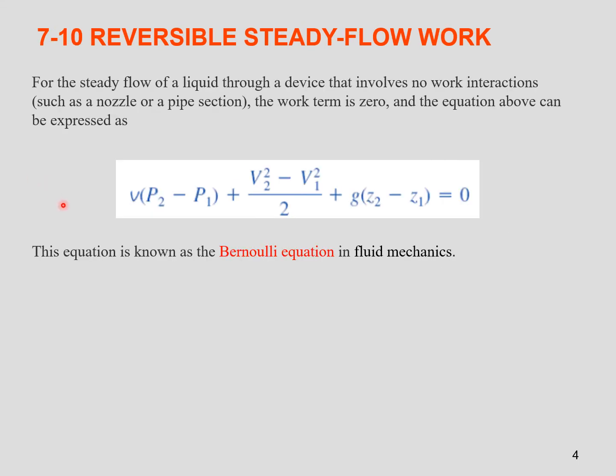For a steady flow of a liquid through a device that involves no work interactions, such as a nozzle or a pipe, the work term is 0, and the equation can be expressed as follows. This is known as the Bernoulli equation in fluid mechanics. We will work with this extensively in the fluid mechanics course.